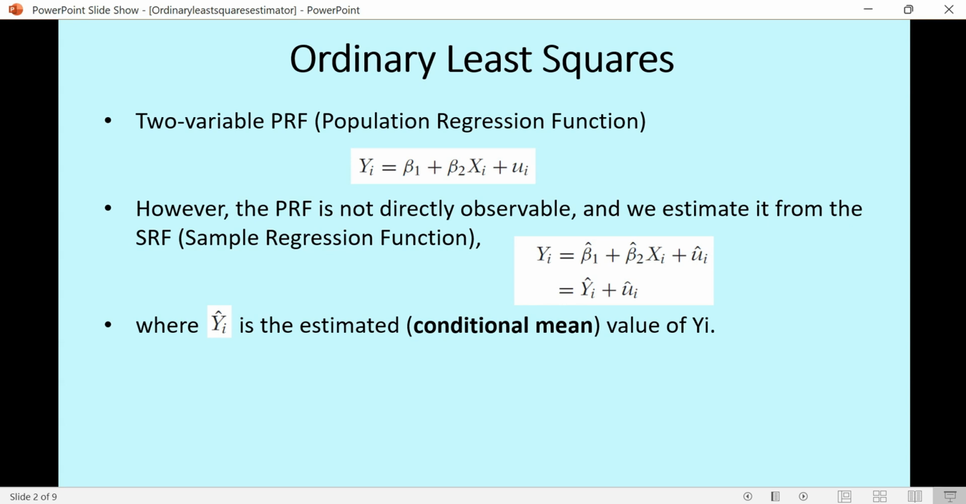So what we can do is use this estimated equation to represent the population regression function. Here ui hat is called the error or the residue, and yi hat is called the conditional mean of yi. What is the conditional mean? It means that for a given xi value, we have a yi hat, because different values of xi can have different values of yi in the sample, right?